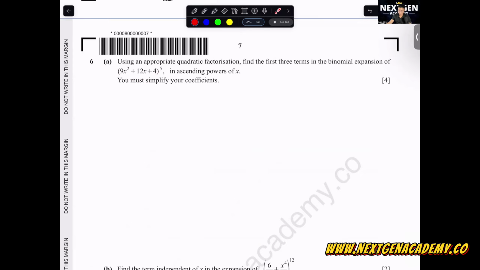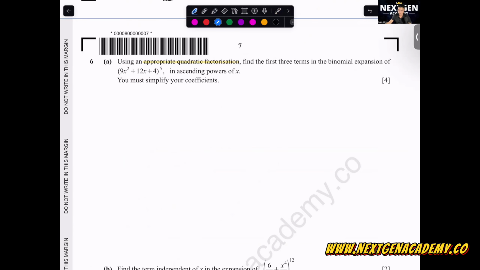Okay, using an appropriate quadratic factorization. Okay, one thing I observe about the new paper is that they actually ask you to do a specific method. Like just now you see, they say use completing the square. Last time in the old paper, they'll tell you what method. I don't know whether they're helping you or, yeah, not so sure.